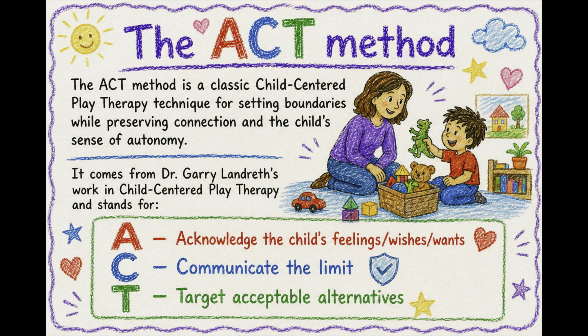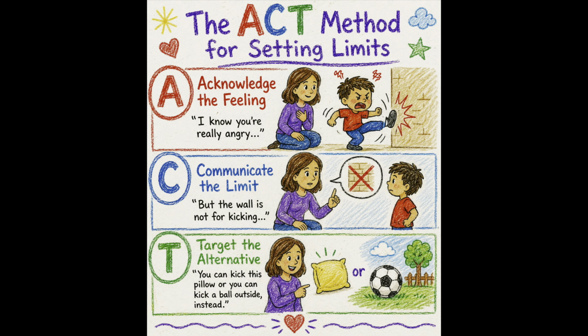The ACT method stands for the A, acknowledge the feeling, the C, communicate the limit, and the T is for targeting an alternative. So basically, it goes like this. Very simple way of putting it is, I know that you are really mad right now, but this wall is not for kicking. You may kick this pillow or a ball outside. This is just a simple example.